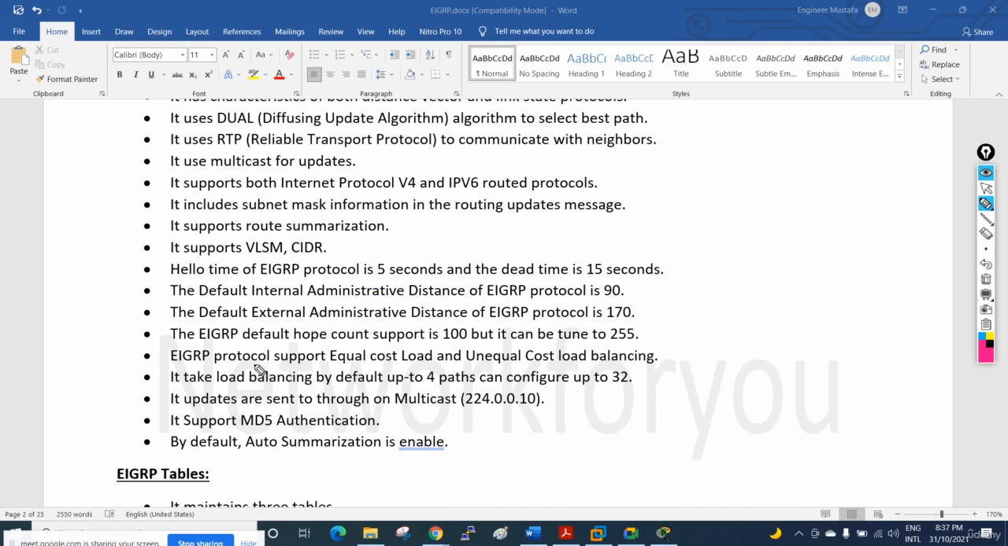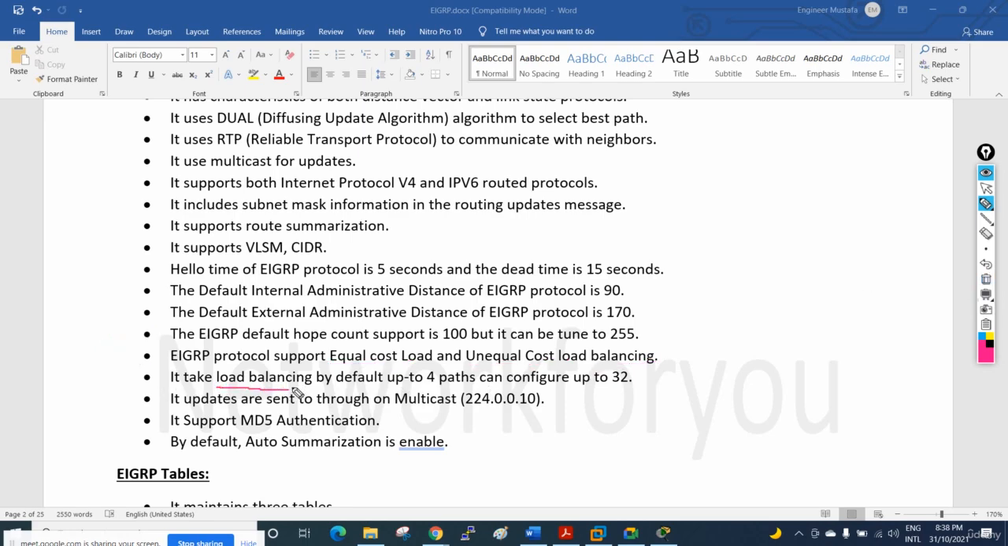And one more point: EIGRP supports equal cost and unequal cost load balancing. This is a very important point we need to remember. In an interview they will ask what is the main difference between OSPF and EIGRP. So you can say OSPF does only equal cost load balancing, whereas EIGRP does both equal cost as well as unequal cost load balancing.